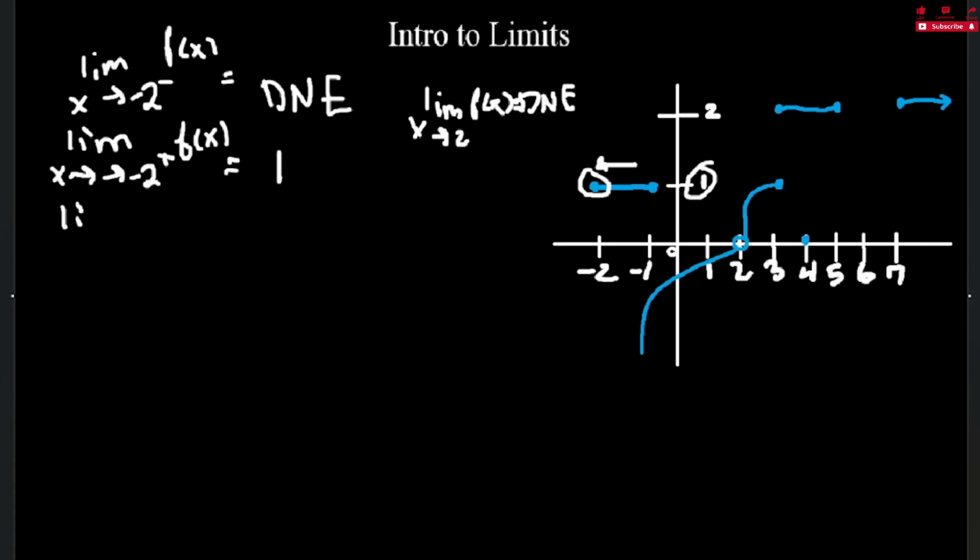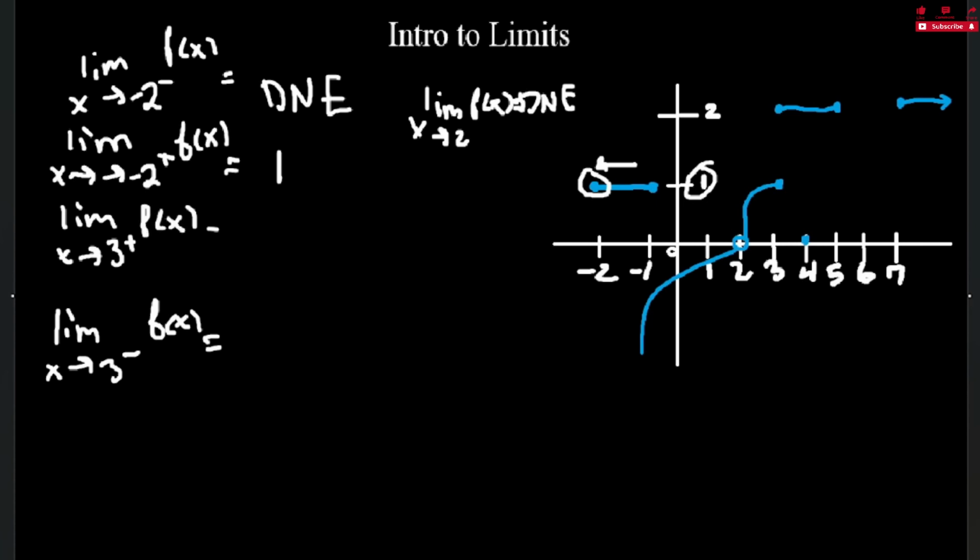So now we can do another example. Let's do the limit as x approaches 3. From the left side it approaches 1, from the right side it approaches 2. So the limit as x approaches 3 from the right side, and from the left side, for f of x. From the left side it approaches 1, so we have this minus sign, that's from the left side, 1, and from the right side it approaches 2.